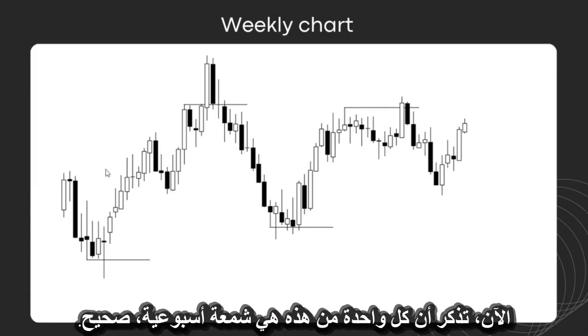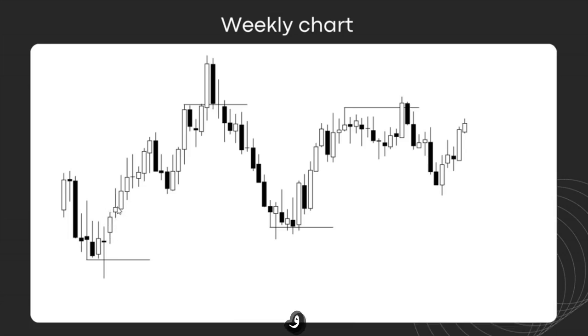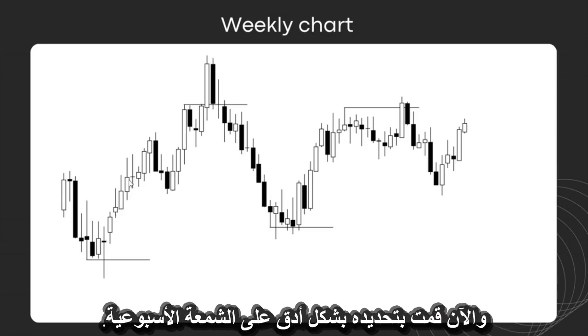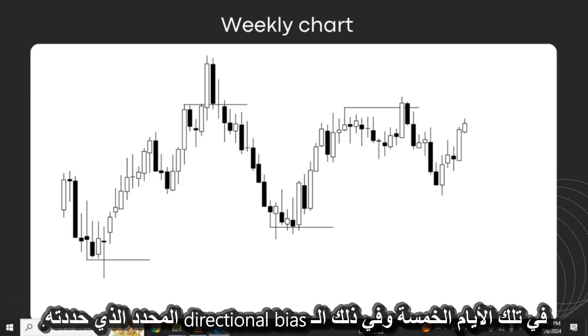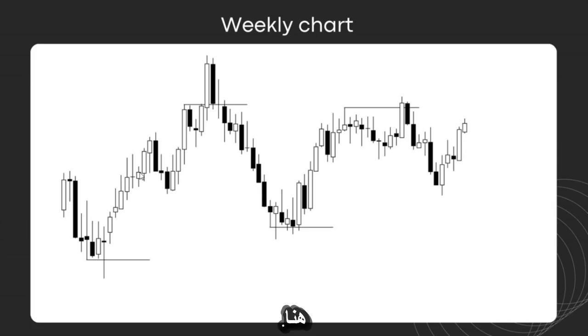Now remember, each one of these is a weekly candle, right? So you can see that you've got 5 trading days inside each weekly candle to trade, right? And you've already found your monthly's directional buys, and now you've refined it even more on the weekly candle, and now you're going to trade on those 5 days and that particular directional buys that you've determined or that you found through this analysis right here, right?